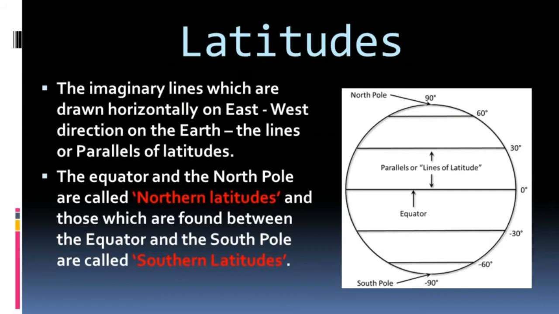The lines of latitude that are drawn horizontally between the equator and the north pole are called northern latitudes, and those which are found between the equator and the south pole are called southern latitudes. The lines of latitude consist of 89 parallels in the northern hemisphere and 89 parallels in the southern hemisphere, one at the equator, and the two poles are found as points. Totally there are 181 parallels found on earth.